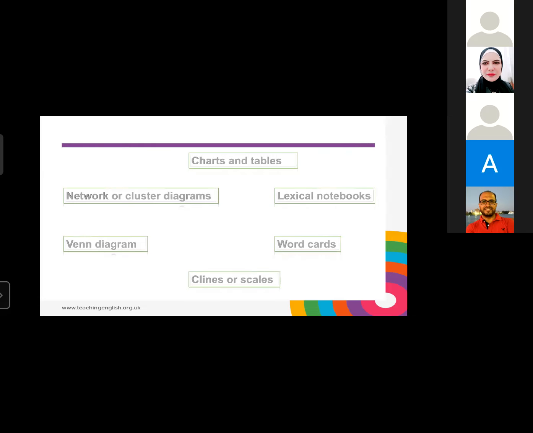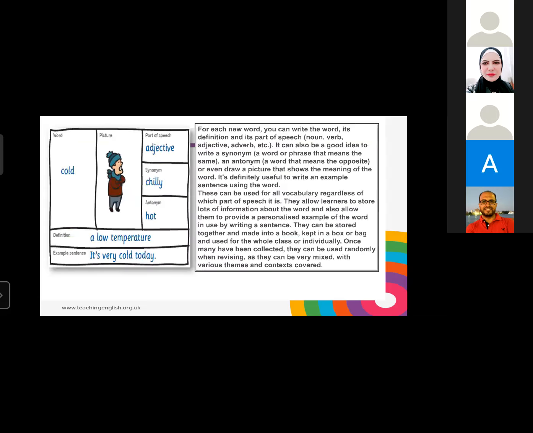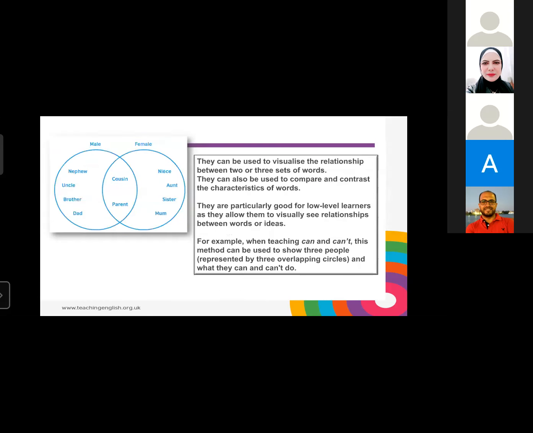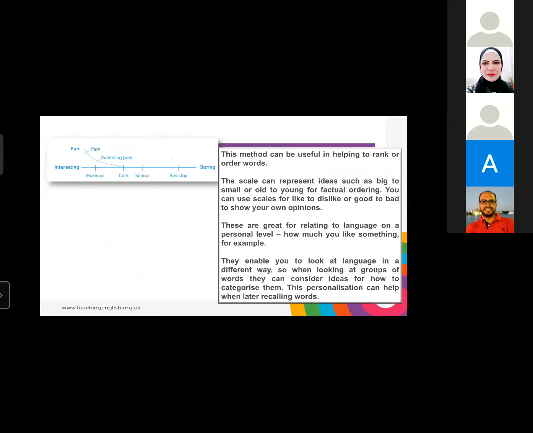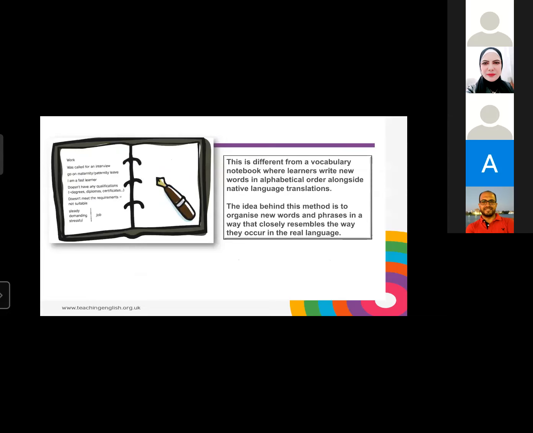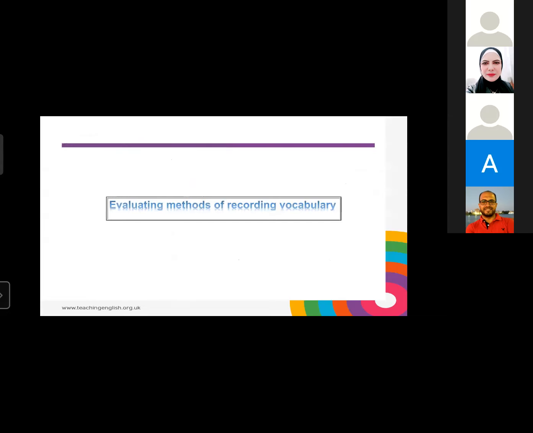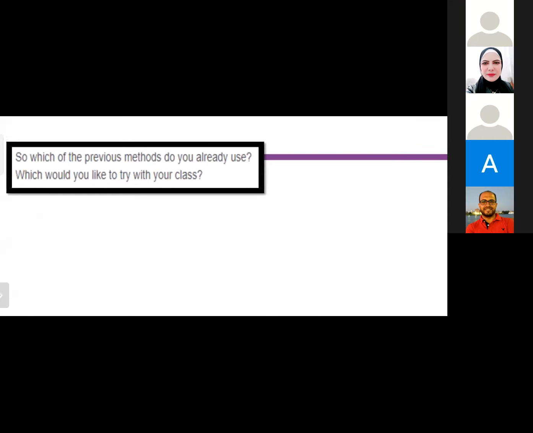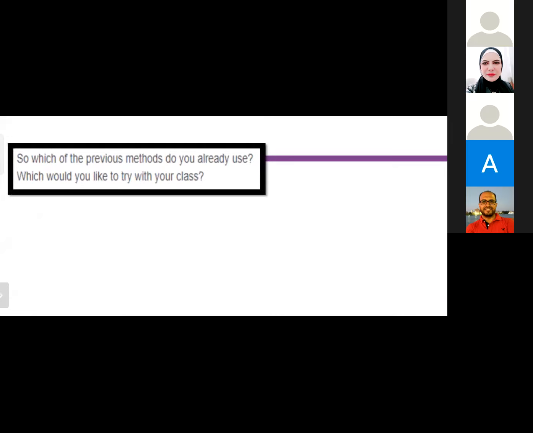Here is a summary: charts and tables, lexical notebooks, word cards, clines or scales, network or cluster diagrams, Venn diagrams. And we have previously talked about some ideas like using the dictionary, using bingo, using unscramble examples, using run to the board, and of course, different techniques. Here is evaluating methods of recording vocabulary. So which of the previous methods do you already use? Do you already use any of the previous kinds of methods?